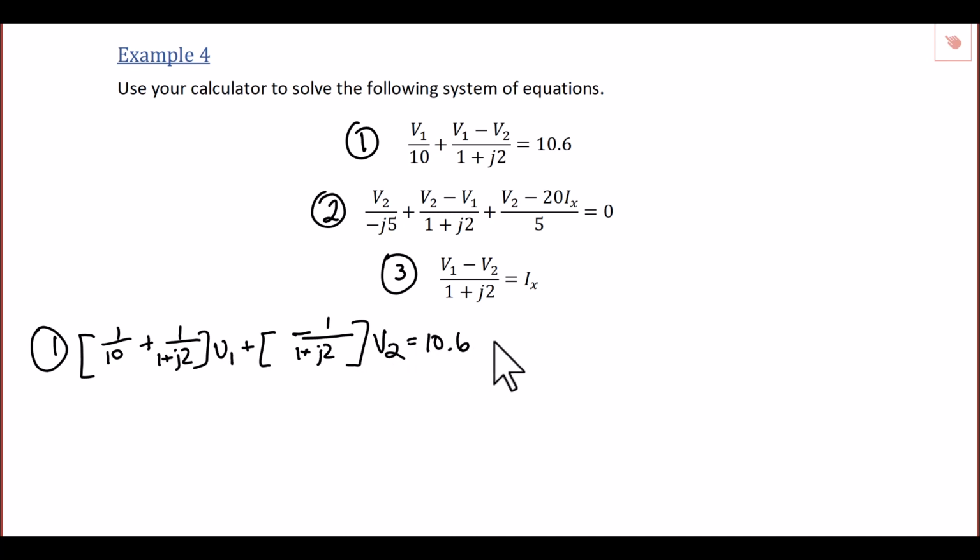So we can simplify equation 1 and write it as 0.3 minus J0.4 V1 plus negative 0.2 plus J0.4 V2 plus 0 IX, and that equals 10.6.